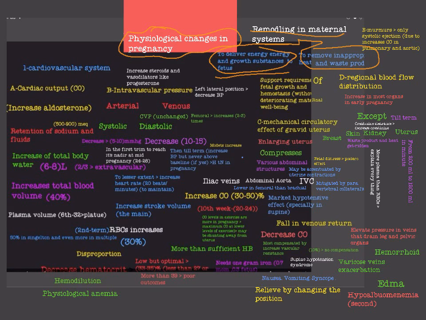So these are the physiological changes in pregnancy. The overall purpose behind physiological changes in pregnancy is to support requirements of fetal growth and homeostasis. So fetal growth and homeostasis are the goals behind the physiological changes in pregnancy.